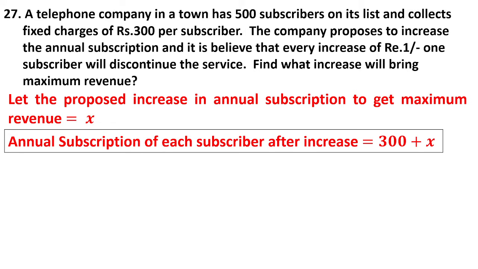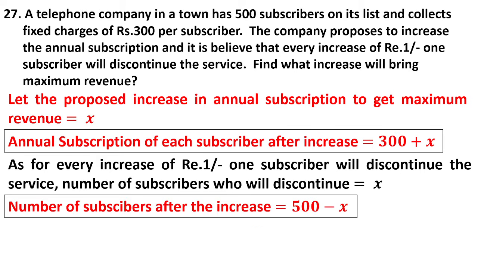Now it will be 300 plus x. Now for every x, one person, for every 1 rupee, one person will come. Therefore, x persons will be discontinuing. Therefore, it will be 500 minus x. Previously it was 500. Now when you increase, it will become 500 minus x.